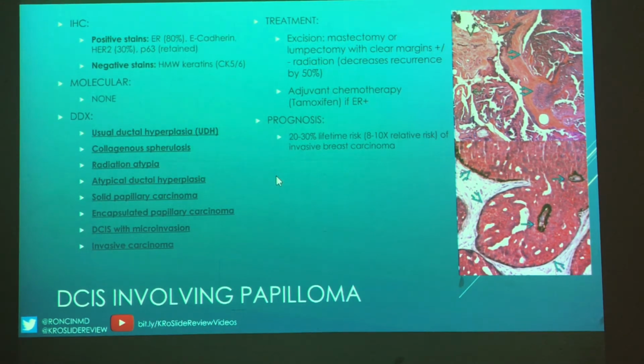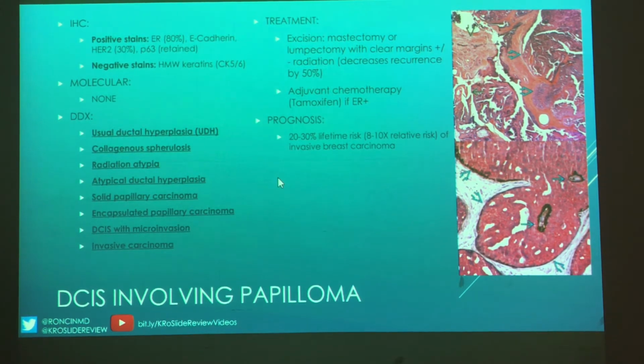Okay, and here's your treatment for DCIS. Whether you do a mastectomy or a lumpectomy, you want clear margins, plus or minus radiation, but they like doing radiation with DCIS because your recurrence goes down by half. And if it's ER positive, which most of them are, they can give tamoxifen if they want.